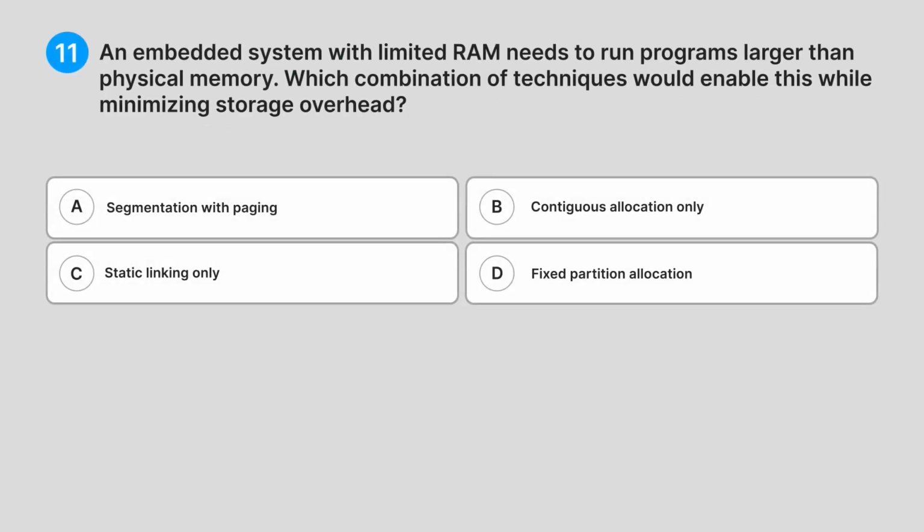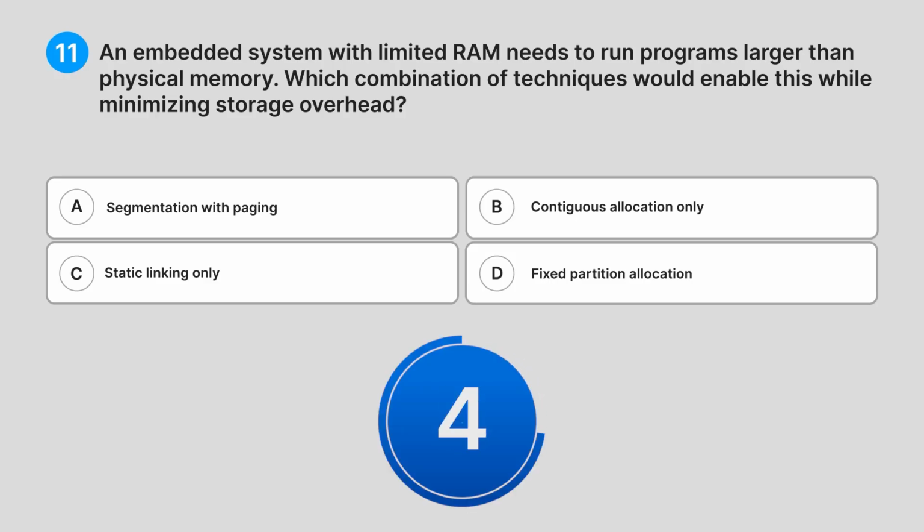11. An embedded system with limited RAM needs to run programs larger than physical memory. Which combination of techniques would enable this while minimizing storage overhead? A. Segmentation with paging. B. Contiguous allocation only. C. Static linking only. D. Fixed partition allocation. Can you guess the answer?